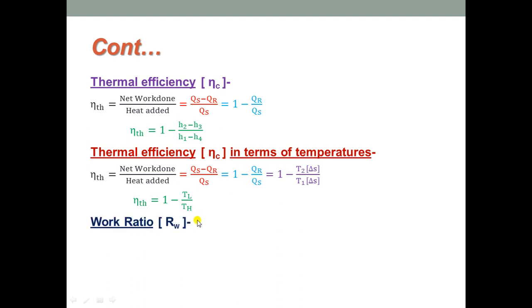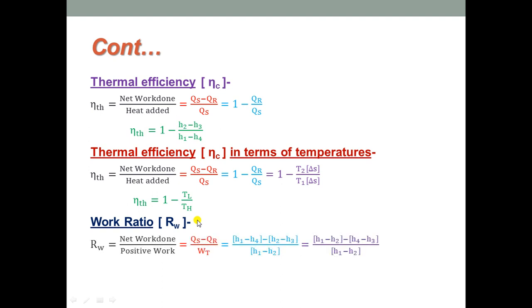And the next expression is work ratio. Work ratio is defined as net work done over positive work. Net work done can be written as heat supplied minus heat rejected, and the positive work will be turbine work, and compressor work is a negative work. So, we will take only turbine work in this case because it is positive, and substituting for the expressions we will get H1 minus H4 minus H2 minus H3 over H1 minus H2.